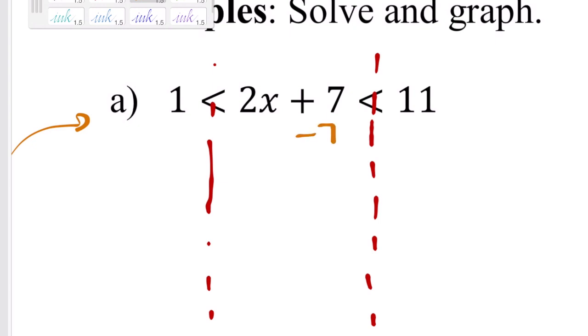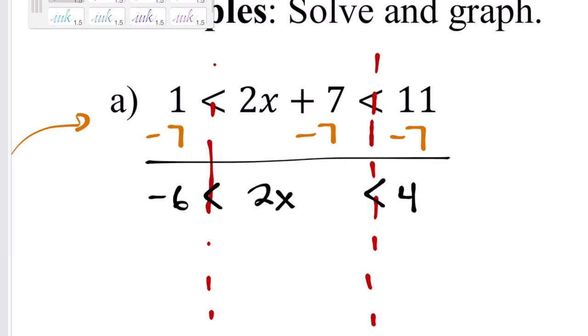First, if I'm trying to get rid of the stuff in the middle to get the x alone, I would move the 7. But what I do to one, I have to do to every single side. So everyone gets a -7. Now I have to get rid of the 2. So when I divide by my 2, again, I have to divide everything by that 2.